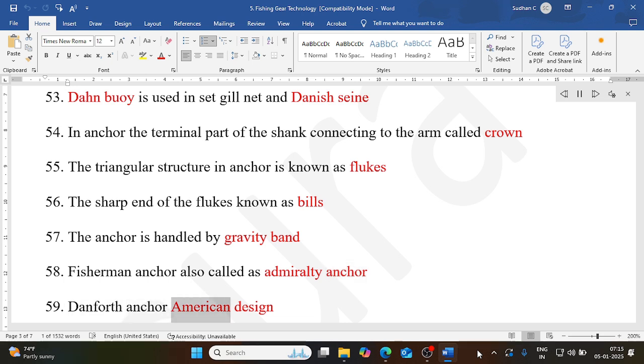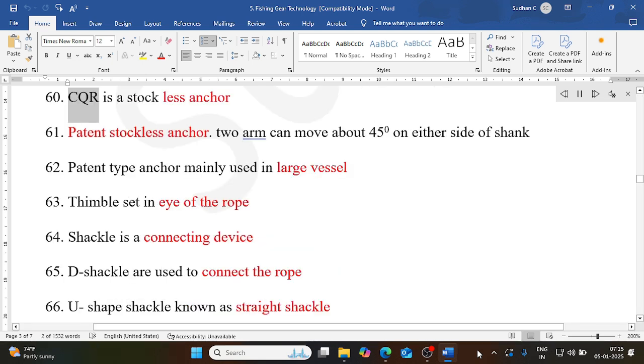Danforth anchor is an American design. CQR is a stockless anchor. In the patent stockless anchor, two arms can move about 45 degrees on either side of the shank. Patent type anchor is mainly used in large vessels. Thimble is set in the eye of the rope. Shackle is a connecting device.